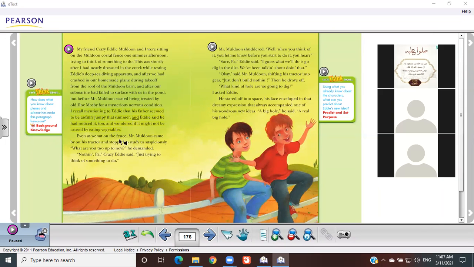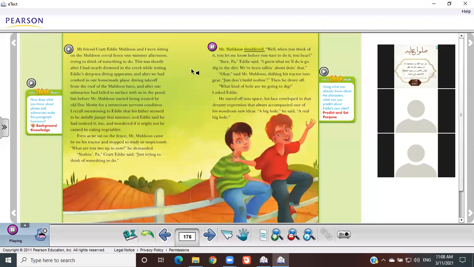Yes, here, Mr. Muldoon asked his son, what are you up to? Mister, is this story real? No, it's not real. He asked because he knew that they were thinking of something dangerous. That's why he was asking them what they are up to.